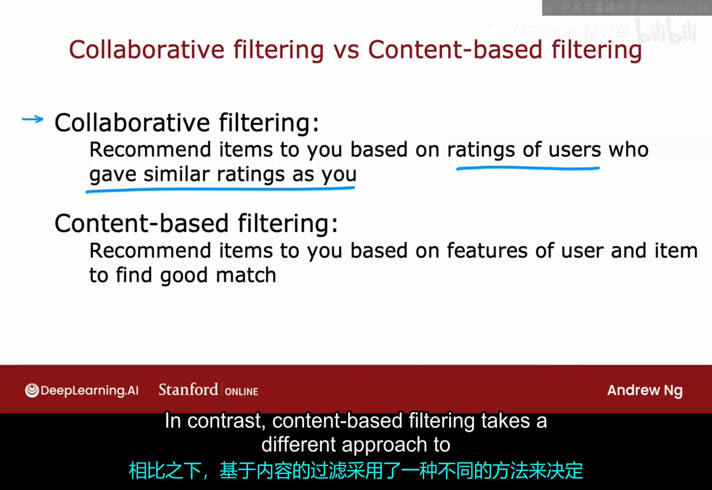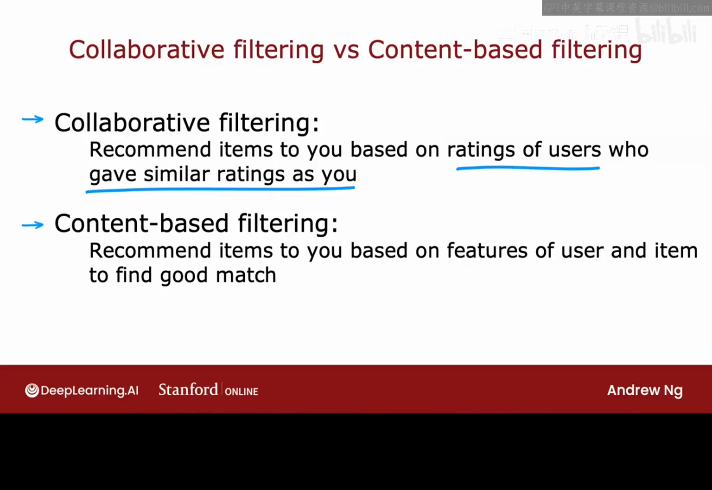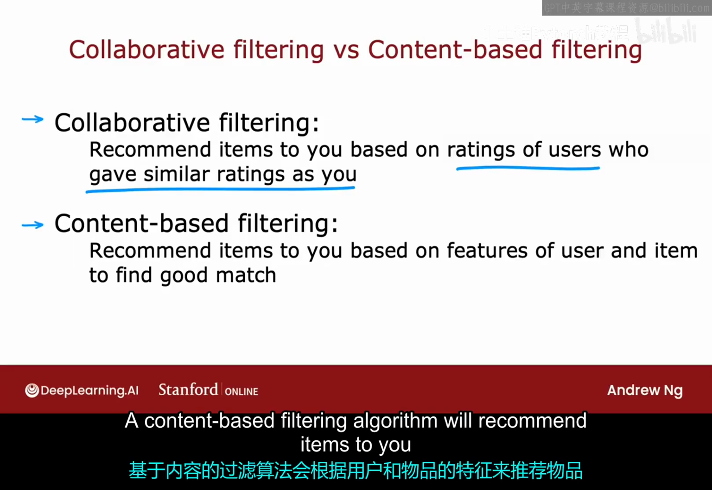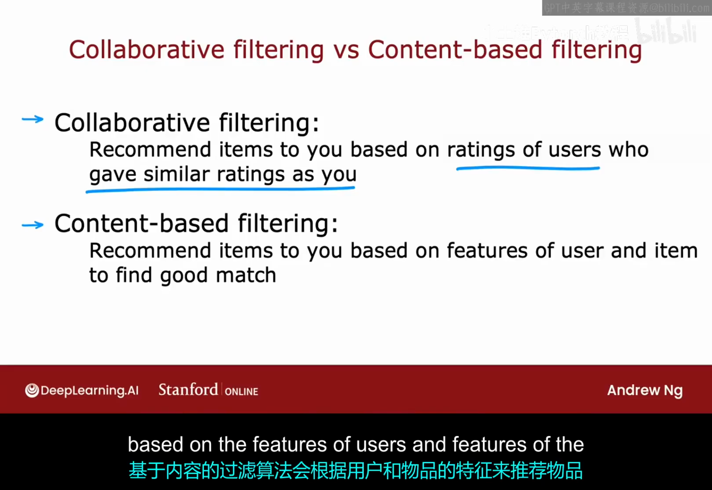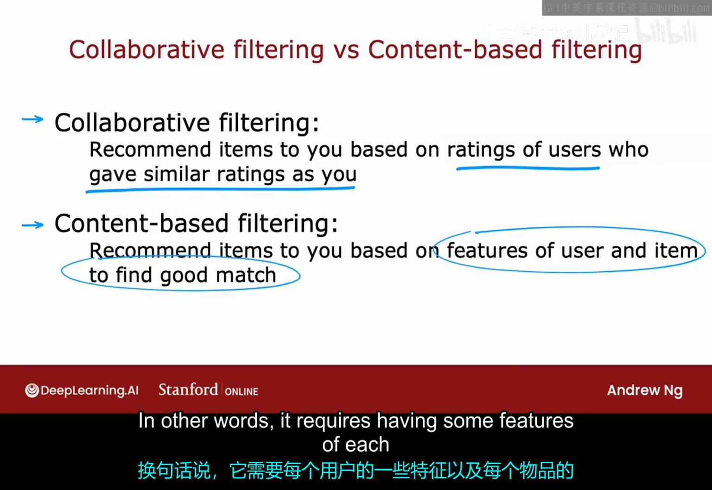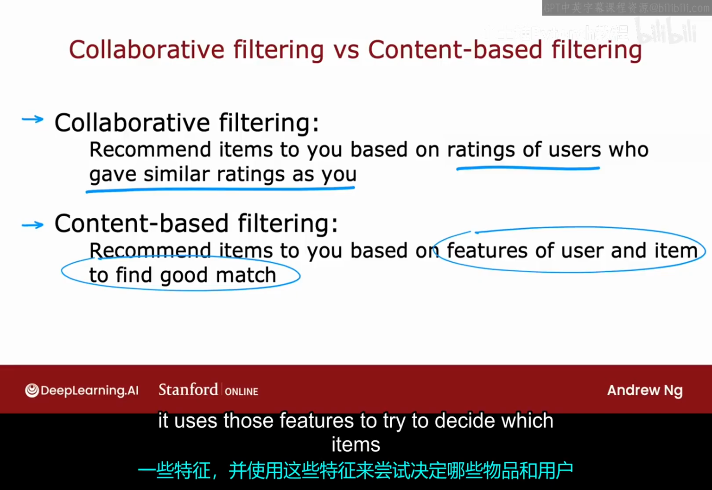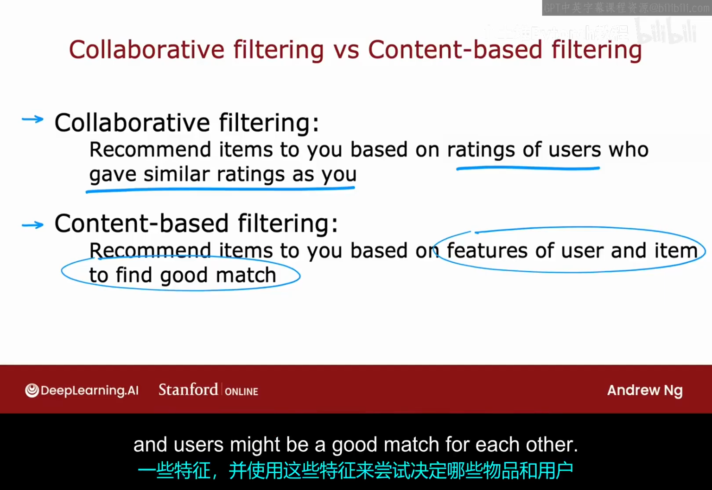In contrast, content-based filtering takes a different approach to deciding what to recommend to you. A content-based filtering algorithm will recommend items to you based on the features of users and features of the items to find a good match. In other words, it requires having some features of each user as well as some features of each item, and it uses those features to try to decide which items and users might be a good match for each other.